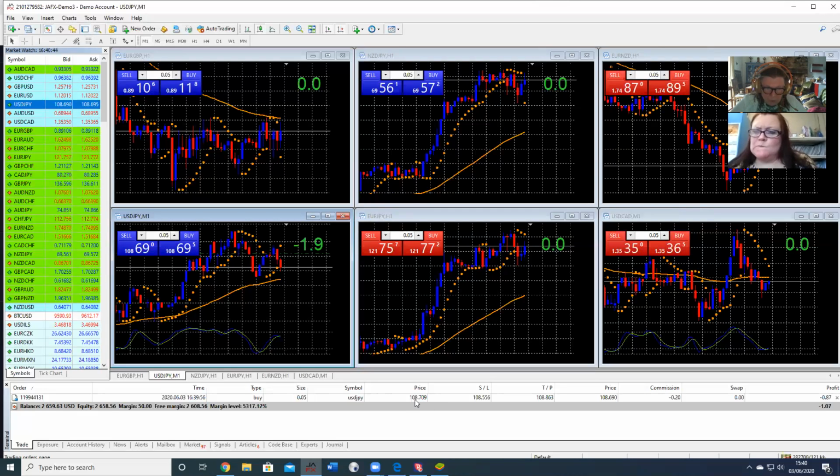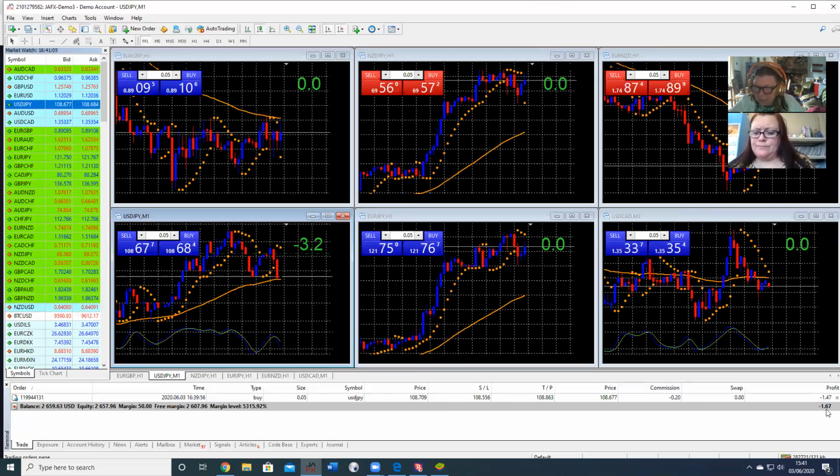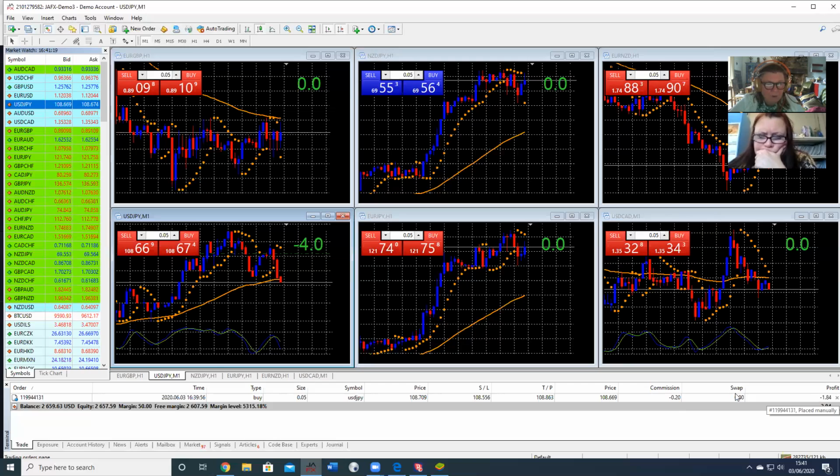So price 108.709 we got in at, stop loss 108.556, and take profit at 108.863. All that is correct. The commission that's being charged is 0.2, and profit at the moment is minus 1.56 net profit, but minus 1.76 because that 0.2 is the broker's spread and commission where they're making their money. That's why there's a difference between that bold figure and the profit net to you, or in this case, we're at minus 4 pips. This is the pip counter here.